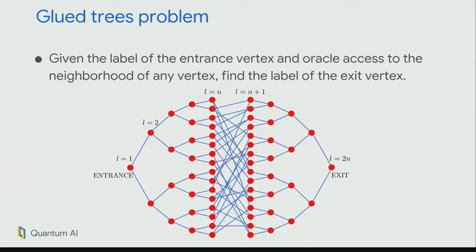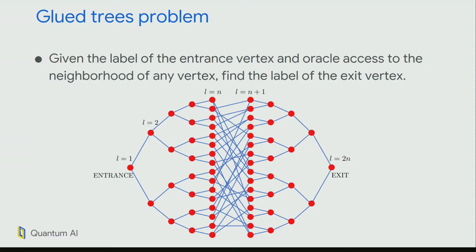And this little n is the depth of both of these trees. So the total number of vertices here is something like 2 times 2 to the n. It's exponential in little n. What's also known is that any classical algorithm, whether deterministic or randomized, needs exponentially many queries, exponential in n, to solve this problem. Whereas there's a quantum algorithm, based on a continuous-time quantum walk, that solves this problem with polynomially many queries.